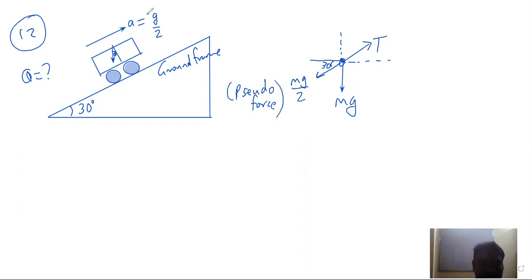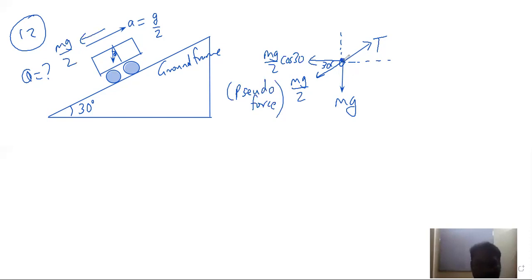Because the train is accelerating up, there will be a pseudo force mg by 2 down the incline. So this is mg by 2 pseudo force down the incline. Its component along horizontal will be mg by 2 cos of 30. So this is mg by 2 cos of 30. And now let us do some geometry.